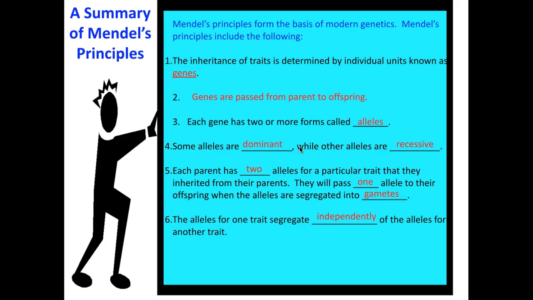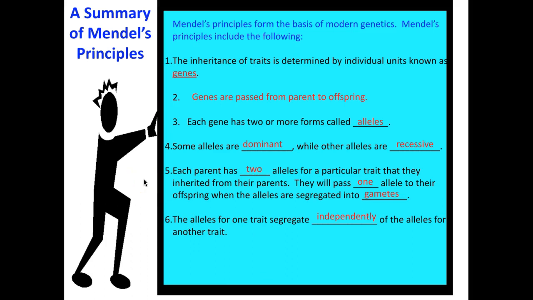Each parent has two alleles for a particular trait that they inherited from their parents. They pass on one allele to their offspring when the alleles are segregated. So each offspring gets one allele from each parent. And then the alleles for one trait segregate independently of the alleles for another trait. So remember why this is. We get one chromosome for each pair, 23 pairs from each parent. So we get half the genetic information.